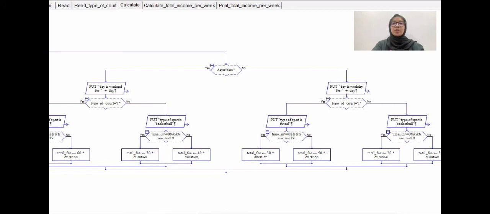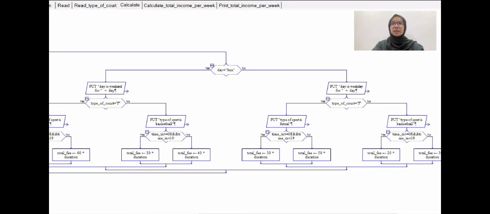And then moving on, if the day equals to Saturday or Sunday is false, it will display the day as weekday. And for weekday, if the type of court is F and the time in is 8 AM and before 7 PM, the total fee is 30 times duration. If the time in is 7 PM and above, the total fee is 50 times duration. And if the type of court equals to F is false, the type of court is considered as basketball. And if the time in is 8 AM and before 7 PM, the total fee is 20 times duration. And if it is 7 PM and above, the total fee is 30 times duration.